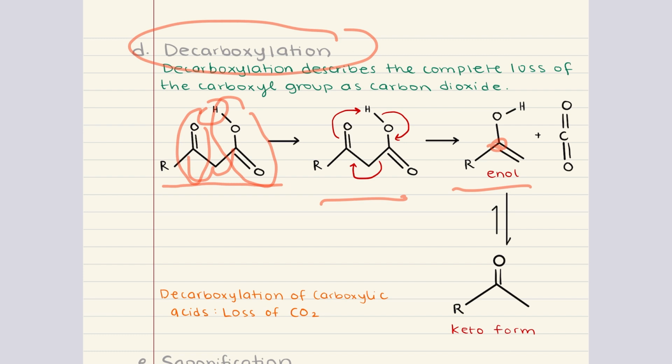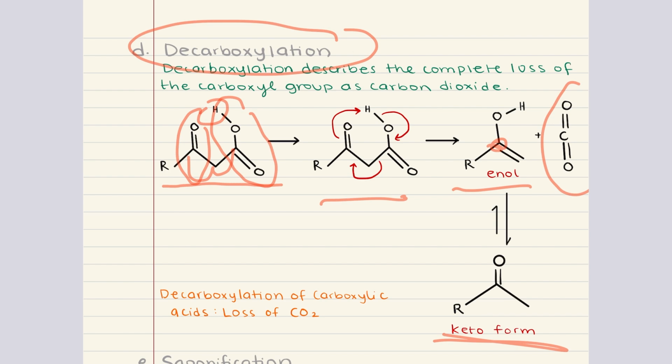However, enols are typically unstable relative to their keto forms. Therefore, a rapid tautomerization occurs, meaning the enol quickly rearranges itself, resulting in the formation of a keto form where the double bond moves between the carbon and oxygen, therefore restoring the carbonyl group. So in summary, during decarboxylation, a carboxyl group is lost as carbon dioxide. An enol intermediate forms temporarily, and it tautomerizes to the more stable keto form.